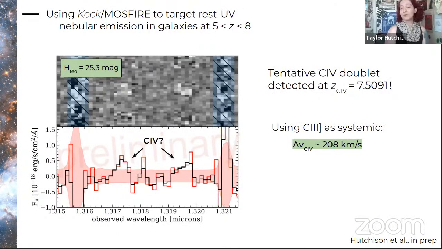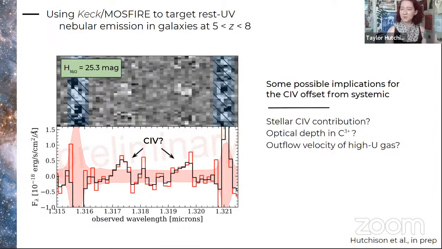The carbon-4 velocity offset from systemic is about 200 kilometers per second, which is pretty large, especially when you consider that the Lyman-alpha velocity offset for this galaxy is only 88 kilometers per second. So this has been a really interesting conundrum that we've been encountering. A lot of interesting questions come out of this, right? What would be causing this offset in the first place? Why do they have different offsets? And why is carbon-4 way more offset than Lyman-alpha?